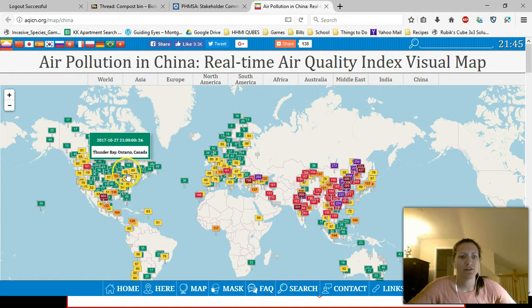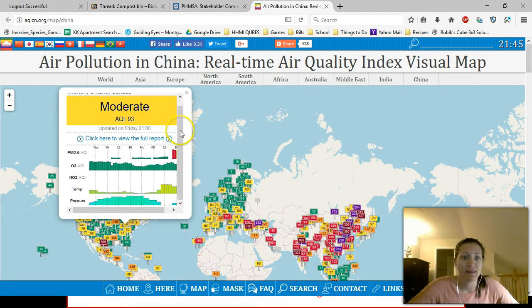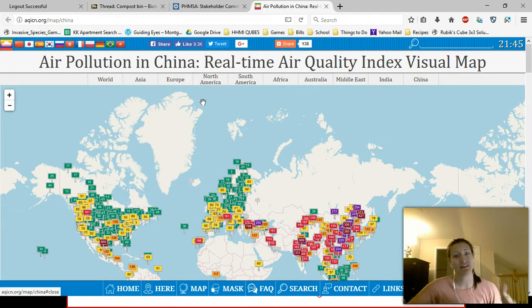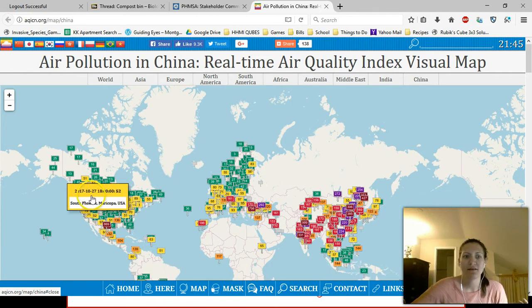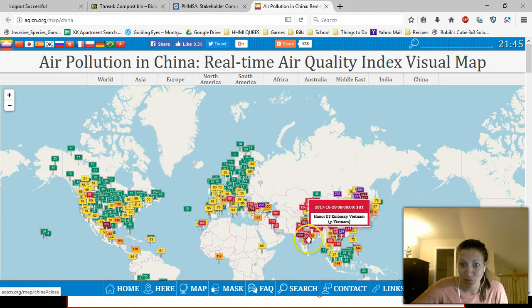In yellow, this is going to be a little bit higher risk. Yellow is, you should be wary. If you're sensitive, if you have asthma, you should probably not be outdoors. Red, this is starting to affect everyone. And then you have these purples and these really dark reds.